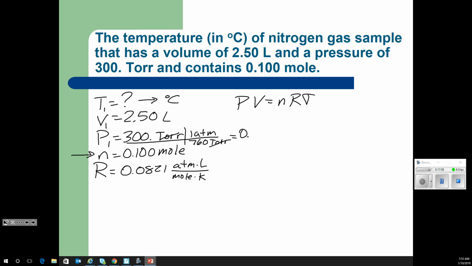Okay, so somebody got this one for me? Yes. 0.39. Okay, and that would be atm. So this time we're looking for temperature over here. So I'm going to divide both sides by nR, right? So temperature is going to equal PV divided by nR. Everybody okay with that?